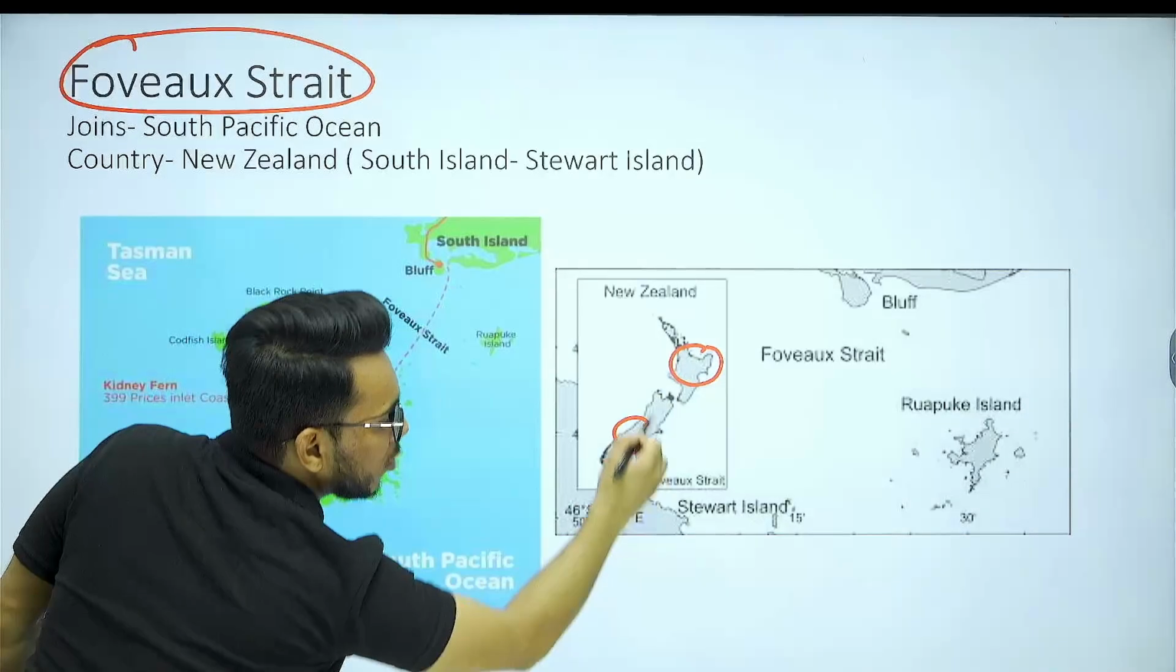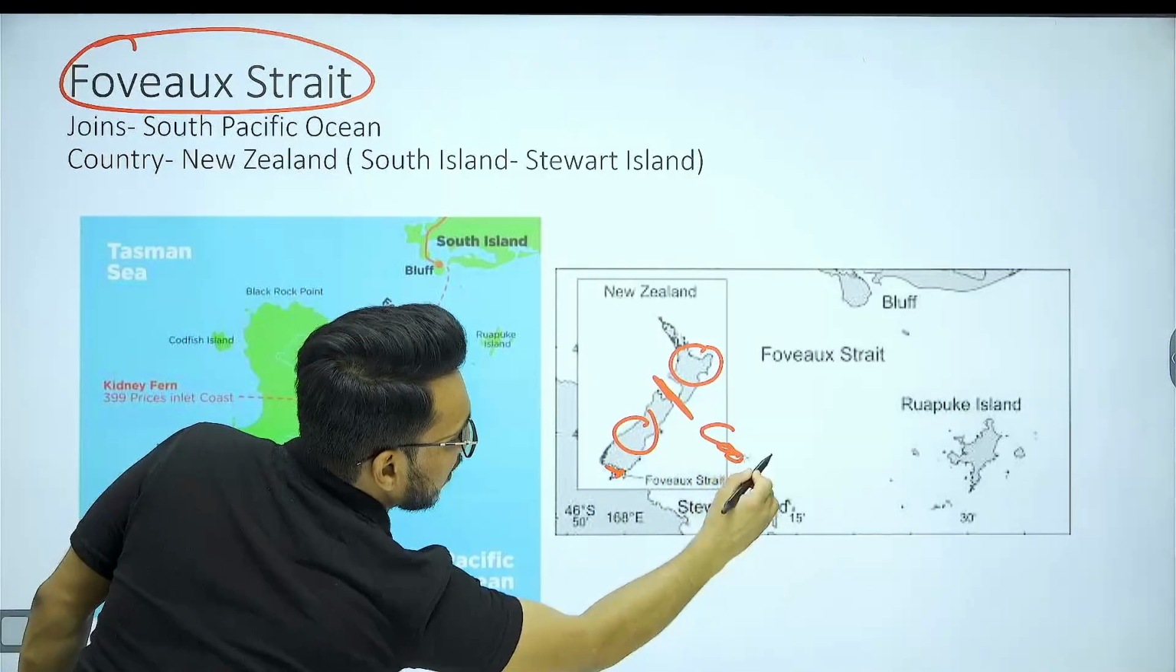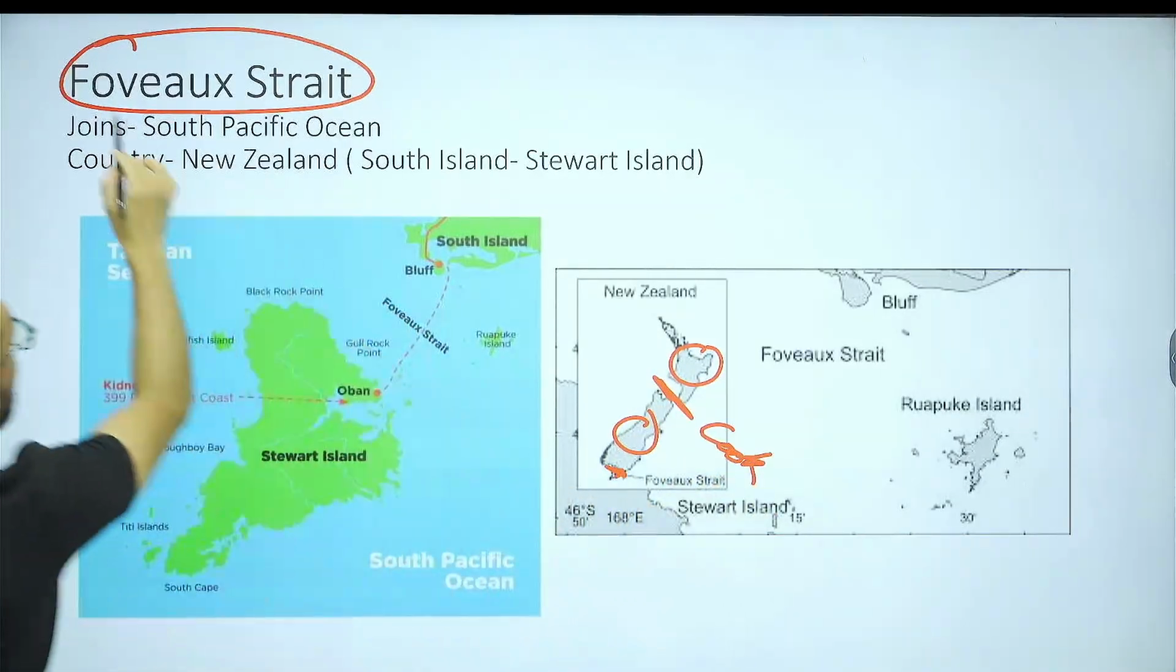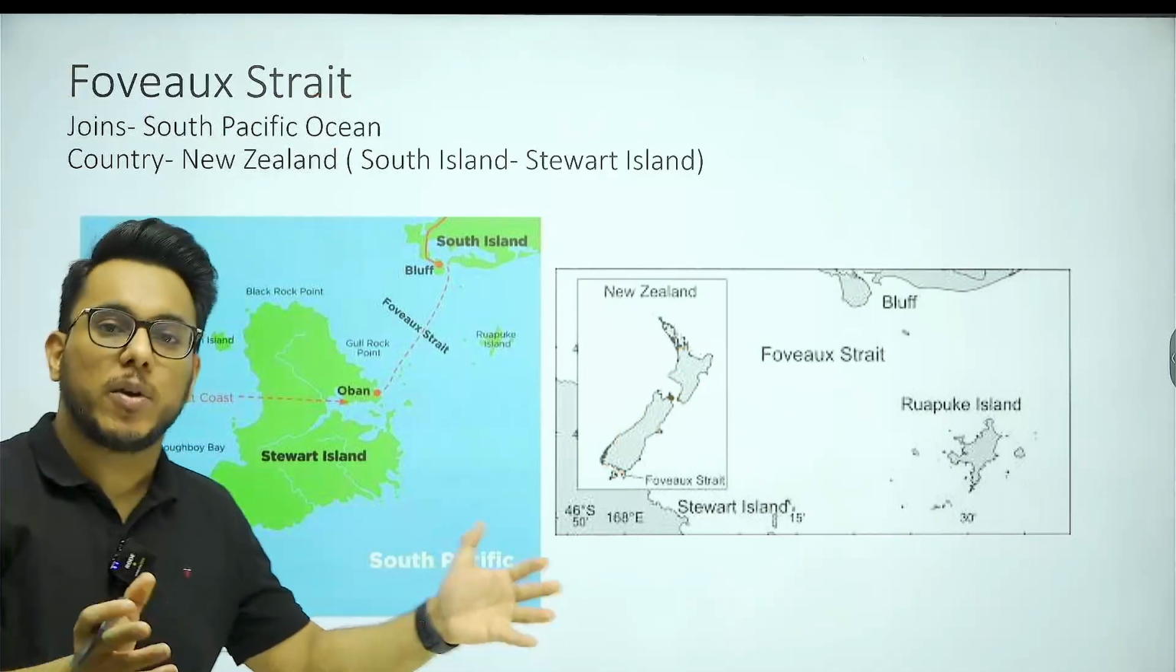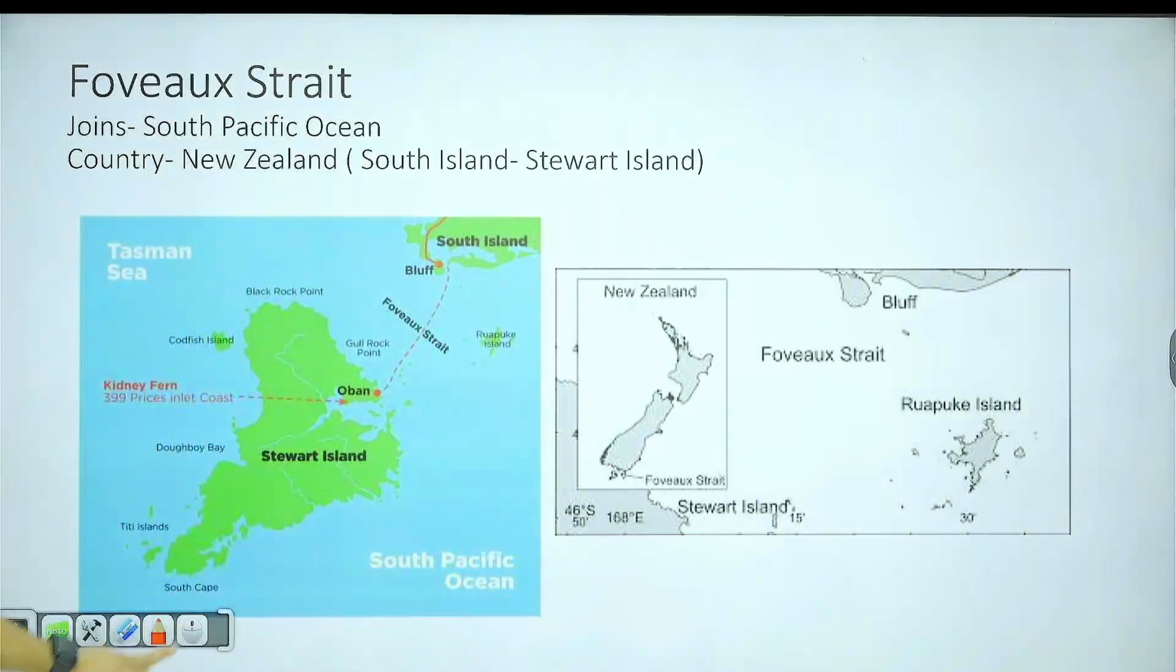North Island, South Island, here we have seen there is a Cook Strait, and here we have this Foveaux Strait. Now Foveaux Strait, what it does, it joins the South Pacific Ocean. Okay, so Foveaux Strait around New Zealand joins the South Pacific Ocean.